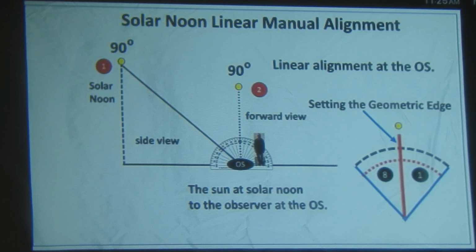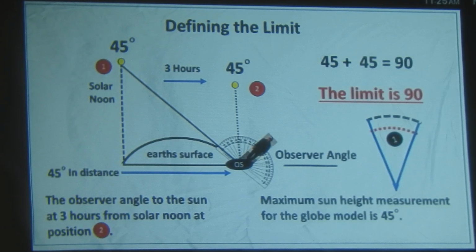This is a side view, so you're on line with the sun. Not the sun being directly overhead, but your linear alignment. We use a Mark's device and a compass on magnetic north to achieve that. Once you get that alignment, then you can start your time and do your testing. That sets the geometric edge, and you need to do that. That needs to occur for accurate readings. Defining the limit, you have to know the limit.